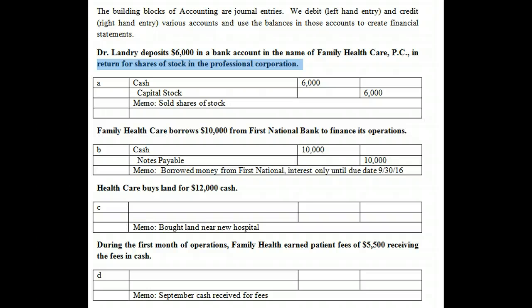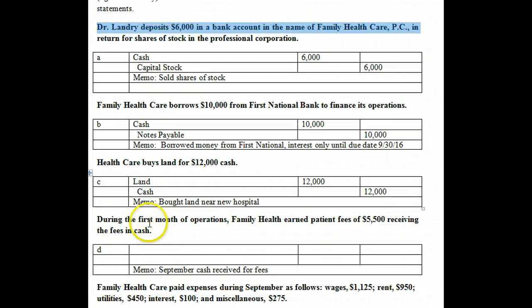Healthcare buys land for $12,000. Land is an asset. Assets increase with debits, so we're going to debit the asset account land for $12,000. We're paying for it with cash, so we credit cash. If assets increase with debits, it makes sense that they would decrease with credits.